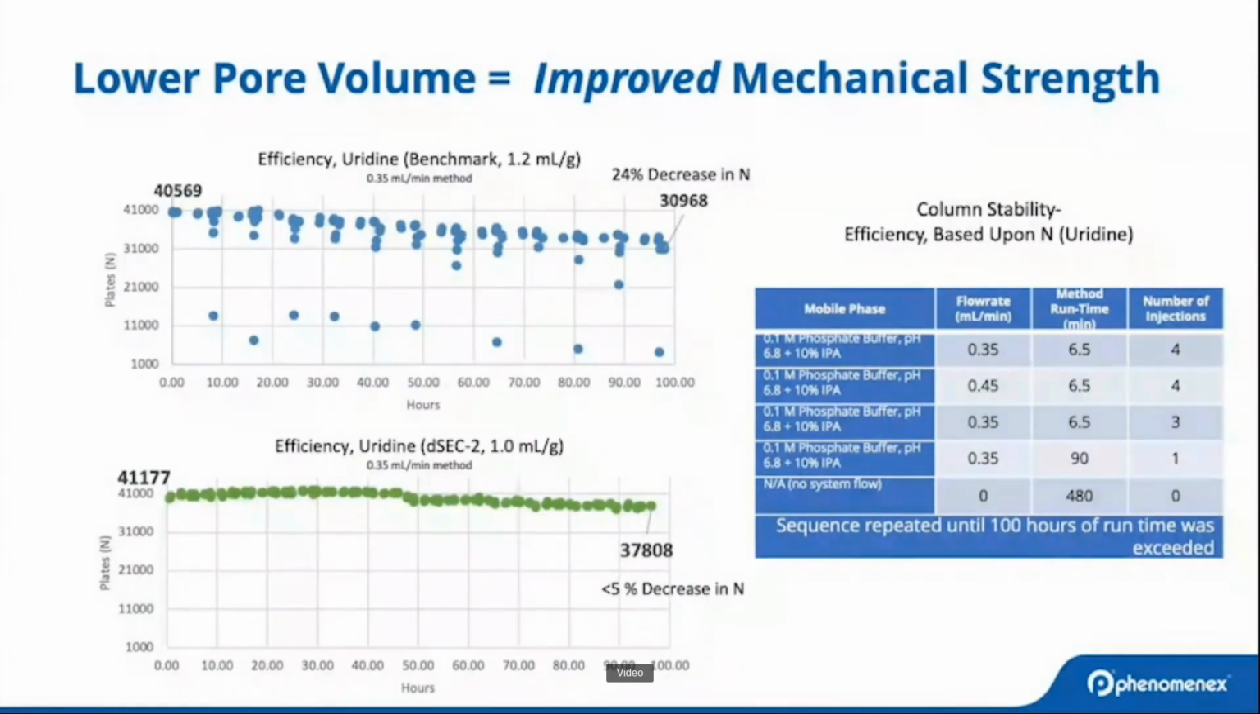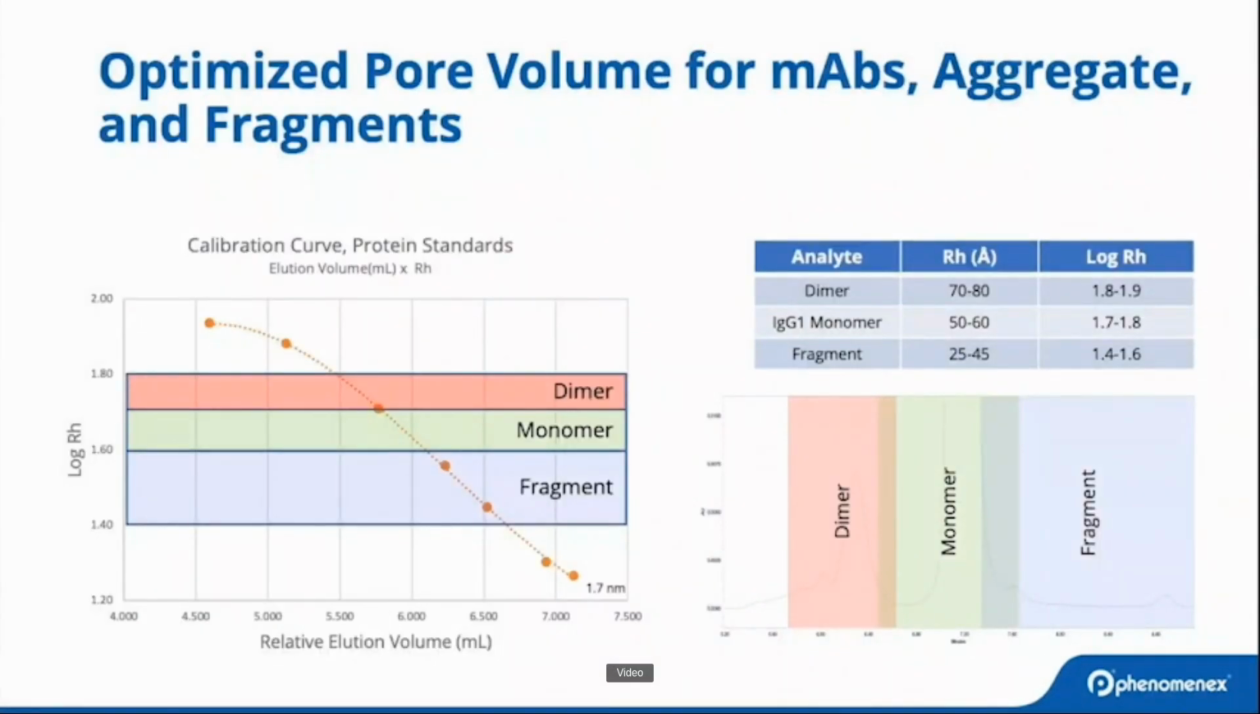Now, one question that may come out from looking at this is, if we're losing pore volume, what's the impact in separation, and are we losing separation at least for monoclonal antibodies and other related formats for this particular type of work? And what we can see here is that we are not losing much at all.